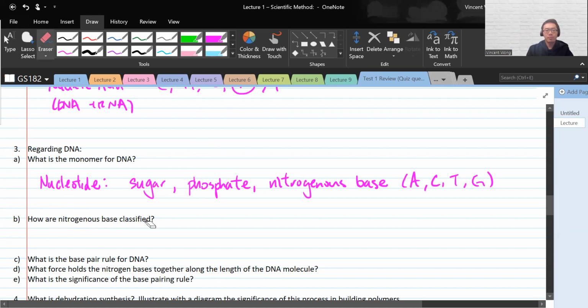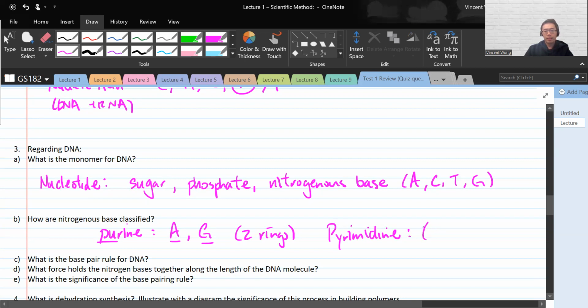How are nitrogenous bases classified? So we have the purines, which are adenine and guanine. The phrase you can use to remember this is, pure as gold. Purines are adenine and guanine. These have 2 rings in them. And then you have the pyrimidines, which are cytosine and thymine. These have 1 ring.